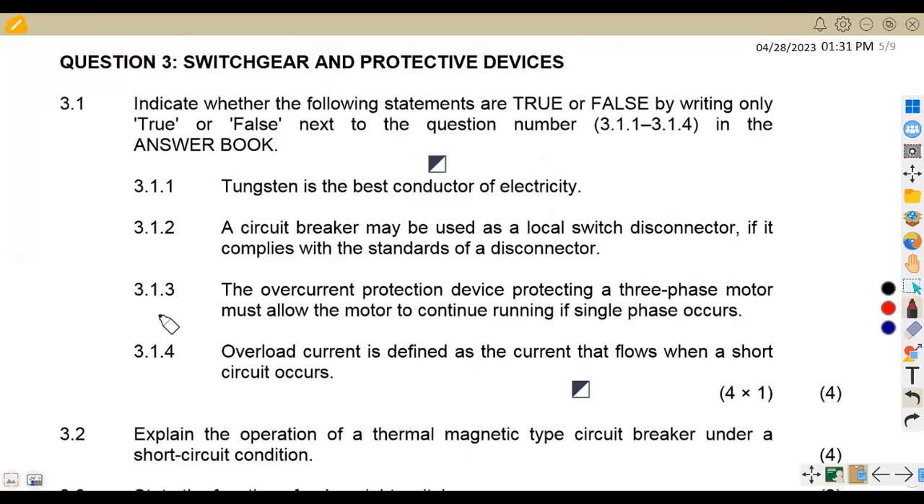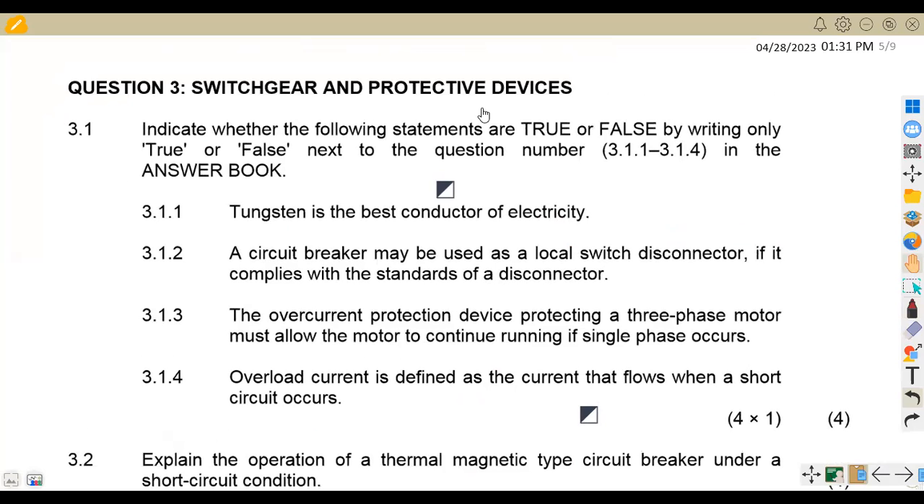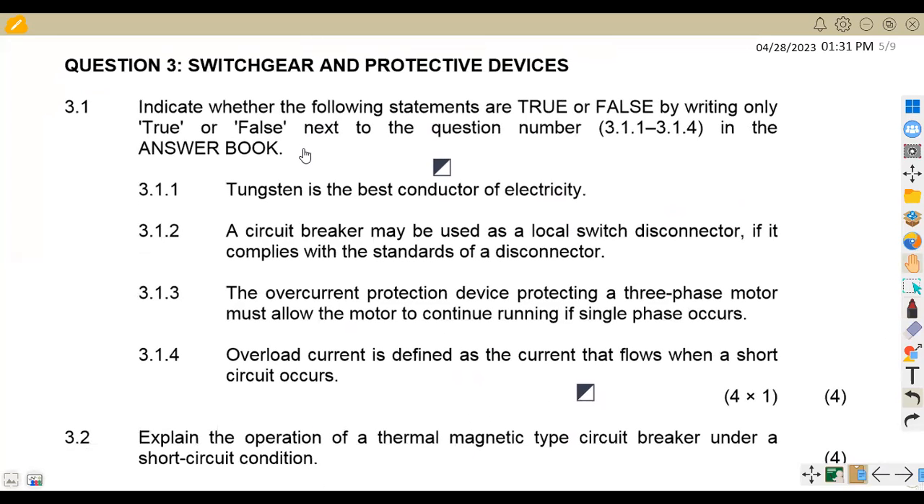On question 3, we are now given switchgear. So we've got switchgear and protective devices. All right, we have: indicate whether the following statements are true or false by writing only true or false next to the question number from 3.1.1 up to 3.1.4 in the answer book. Okay, so it's all about the theory, guys. The theory part you have to revise also with your textbooks, and the more you work with your theory part, you see even whether this part makes sense or not. So that is how we can actually attempt these typical questions.